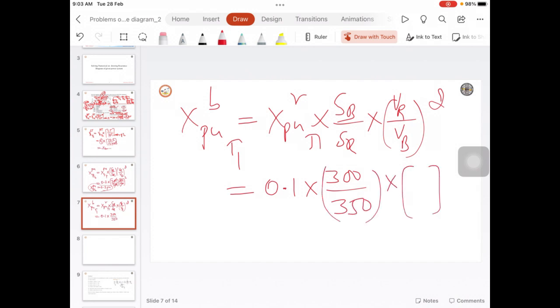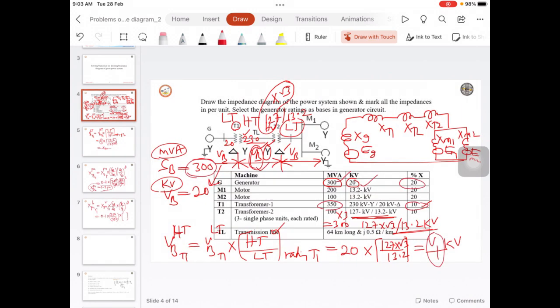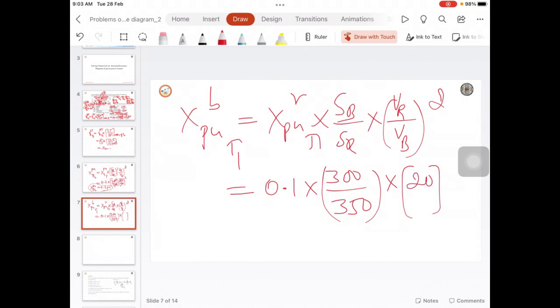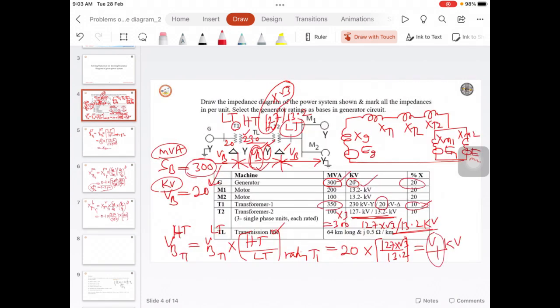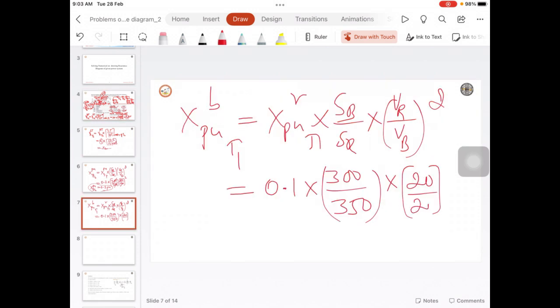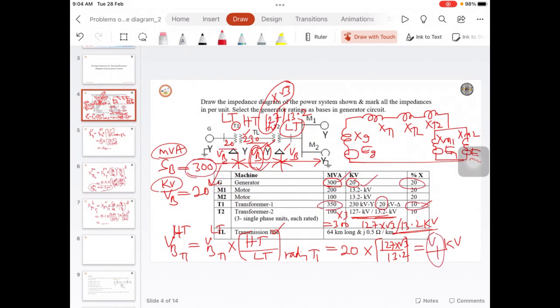Very important here: a transformer has two voltages, one LV side and one HV side. If you take the LV side rating, we have to consider the LV side only. So, the LV side voltage rating is 20, divided by the base on the generator side, the LV side, which is also 20. Like this we can find the value of X per unit on transformer 1. Similarly, you can do it for transformer 2.